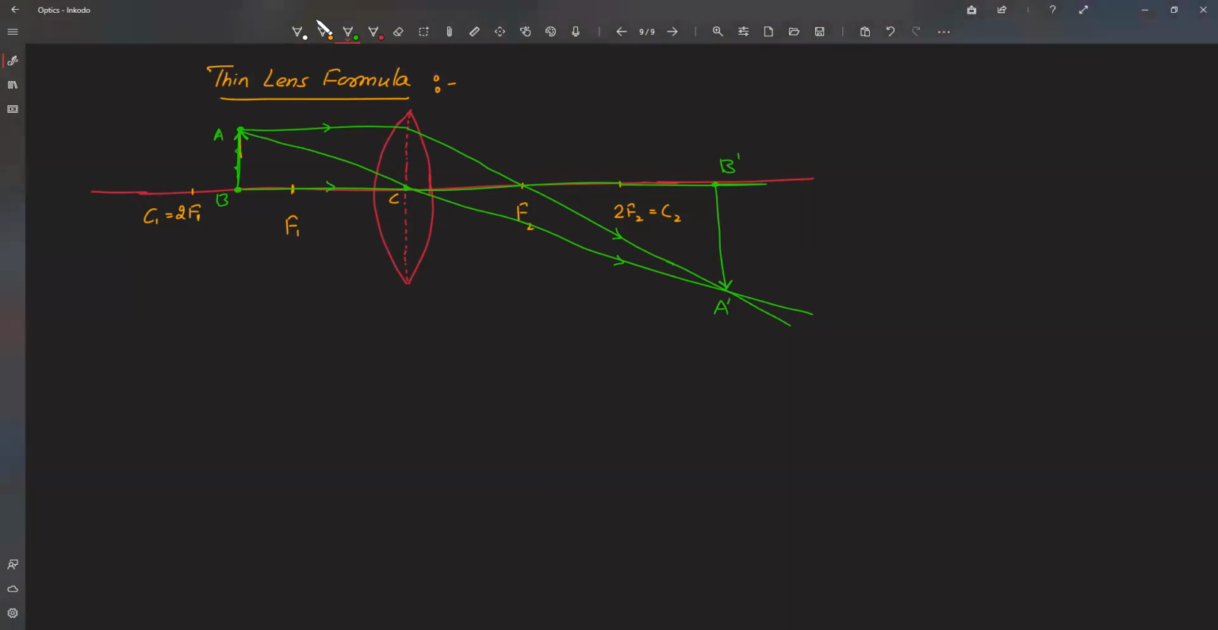So now you have A dash B dash. AB is the object, A dash B dash is the image. And let's say this point belongs to the lens, let's say this point is given by M. Now you have many triangles formed here, and we'll be using those triangles to derive the lens formula. So we'll see that later.